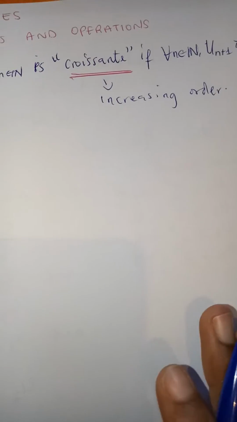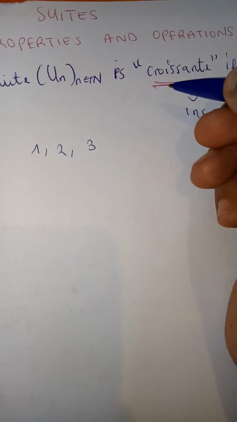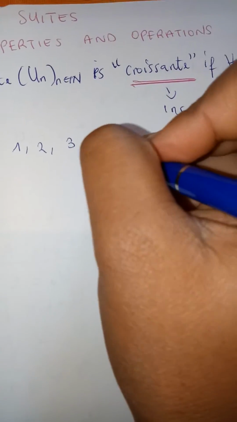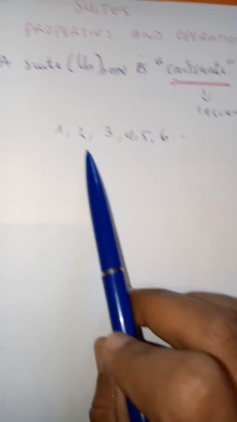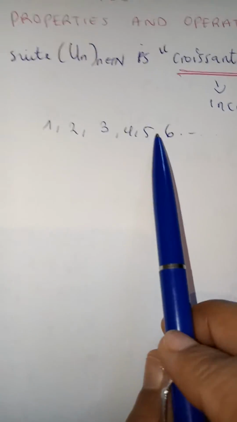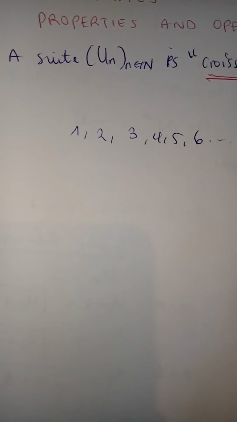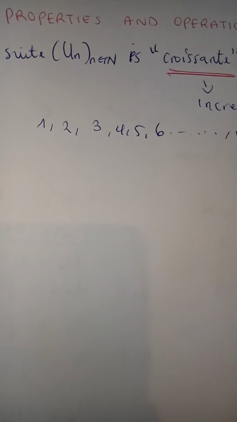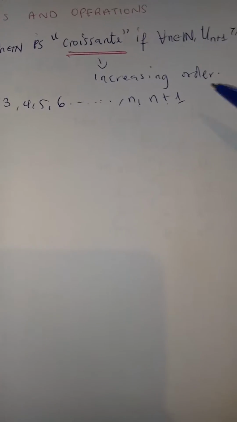Now, Un+1 greater than or equal to Un. Let me give an example. I have 1, 2, 3, let me just try with these first three terms, and go on, 4, 5, 6. We can see that the next term 2 is greater than 1, and then 3 is greater than 2, 4 is greater than 3, 5 is greater than 4, 6 is greater than 5. If we continue, we'll find n and n+1, meaning n+1 is greater than n. So that's where this definition is coming from.